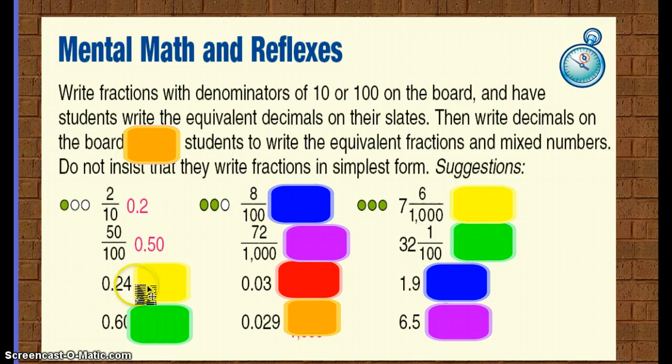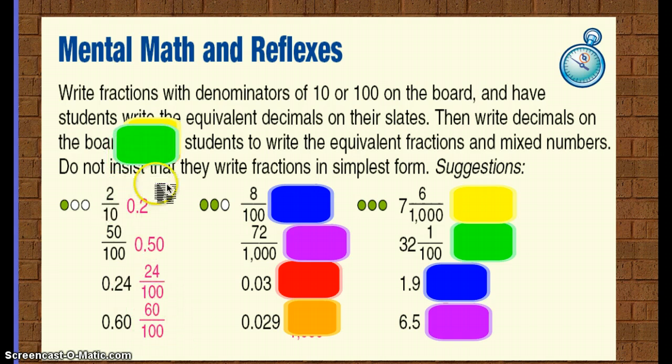24 hundredths should be written just like it says, 24 over 100. And 60 hundredths, it should be written 60 over 100. Notice I didn't say 60 thousandths, or that would have been 1,000 on the bottom. It's 60 hundredths, so 100 on the bottom.